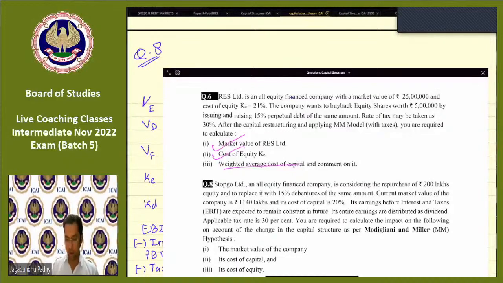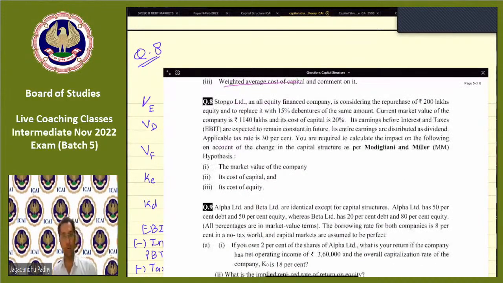It's definitely the value of equity because it's an all equity company, right? Since it's an all equity company, there's no debt involved in it. But the company is now contemplating to replace some of its equity with debt. So current market value of company is 1140 and its cost of capital is 20%. Earnings before interest and taxes are expected to remain constant in future. EBIT is going to remain constant as it has been earlier. Its entire earnings are distributed as dividend. Applicable tax rate is 30%.